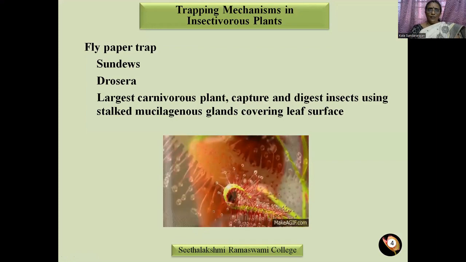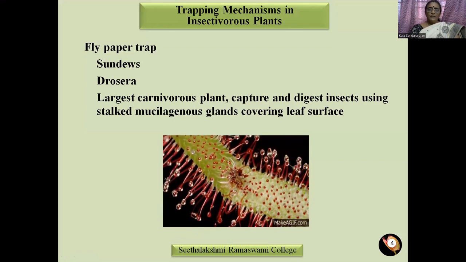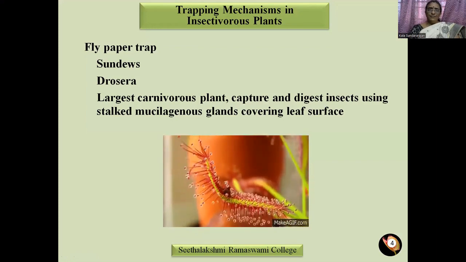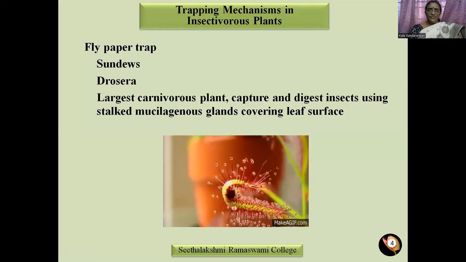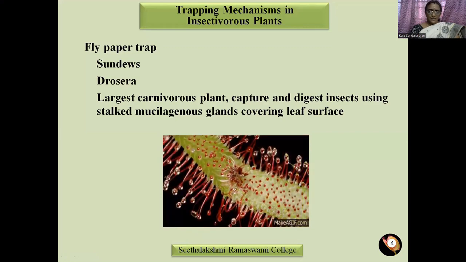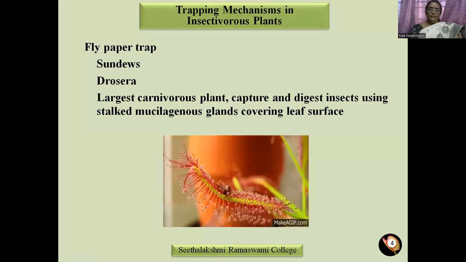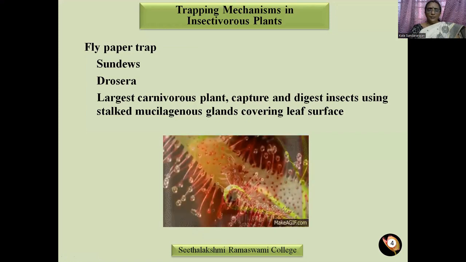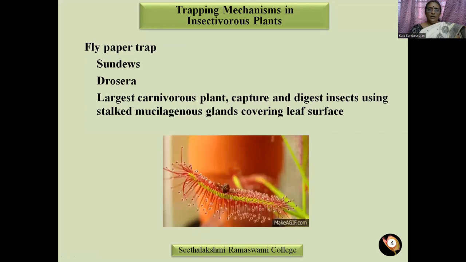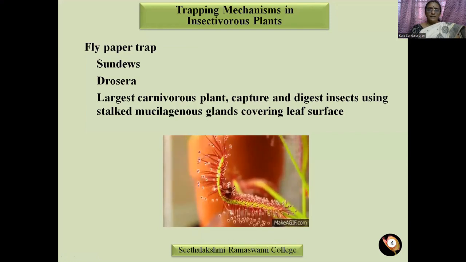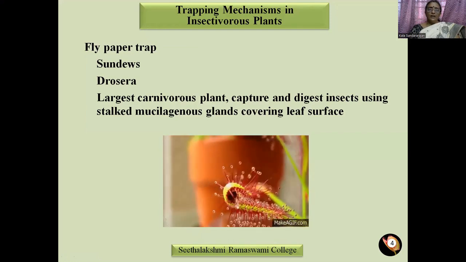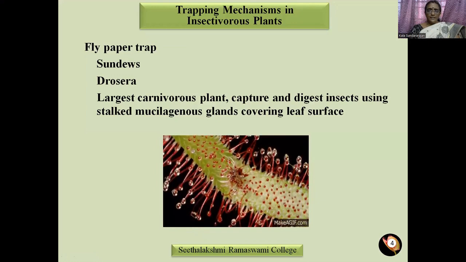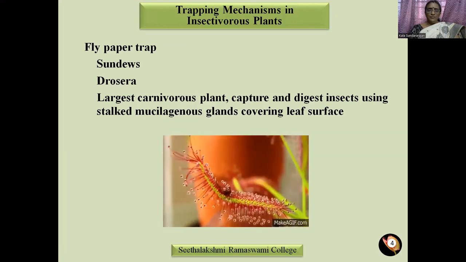Flypaper traps can be active or passive and rely on sticky mucilage, as seen in the sundew plant, Drosera. They rely on sticky mucilage either directly on the leaf surface, as in butterwort, or on gland-tipped hairs, as in sundew, to capture the prey.